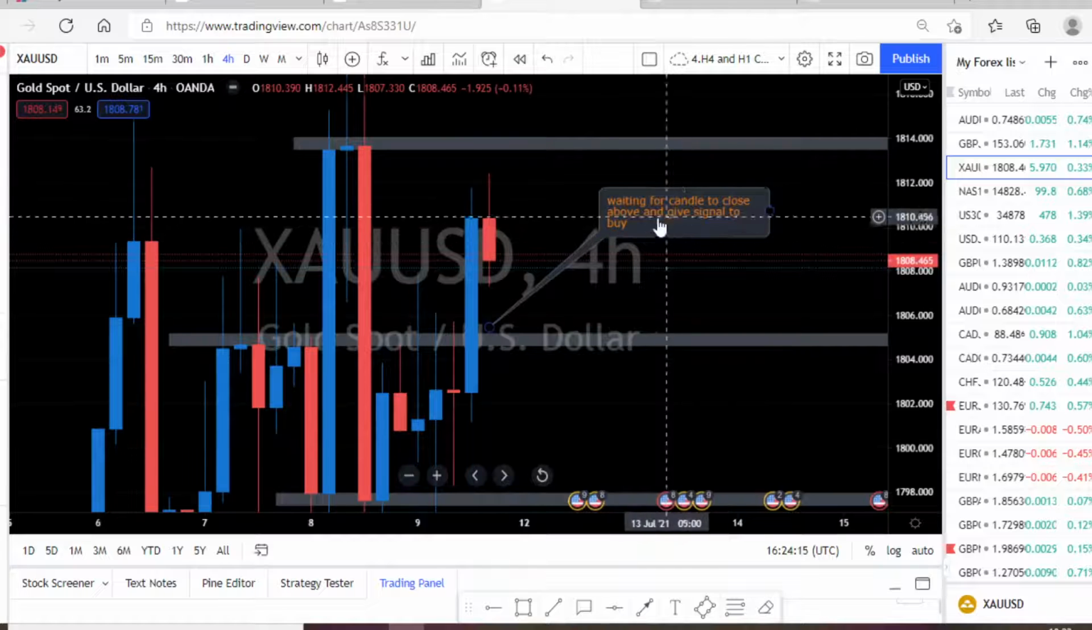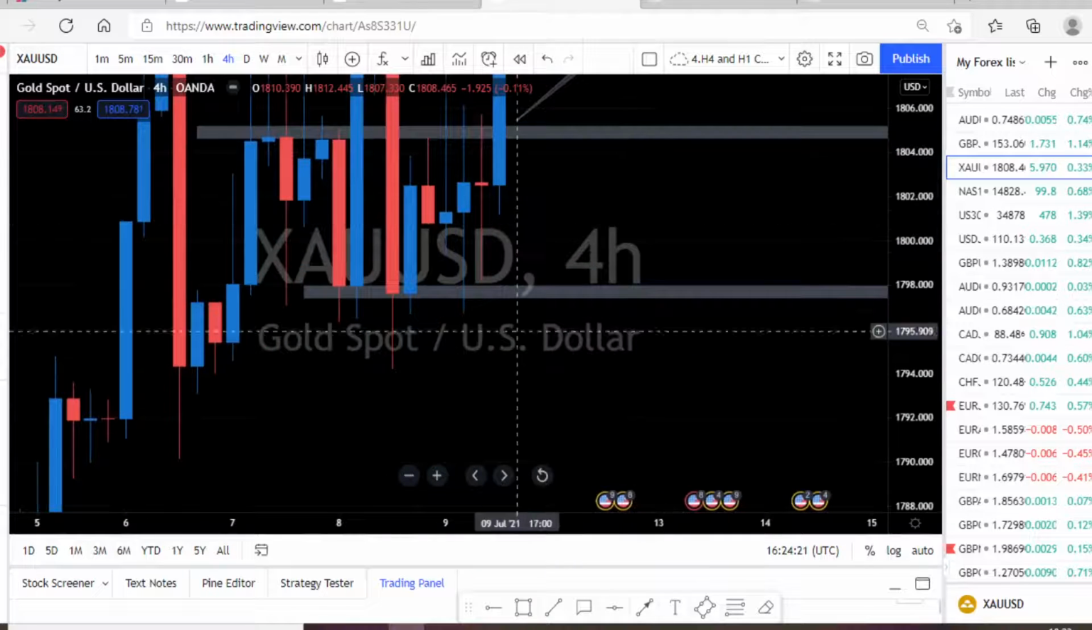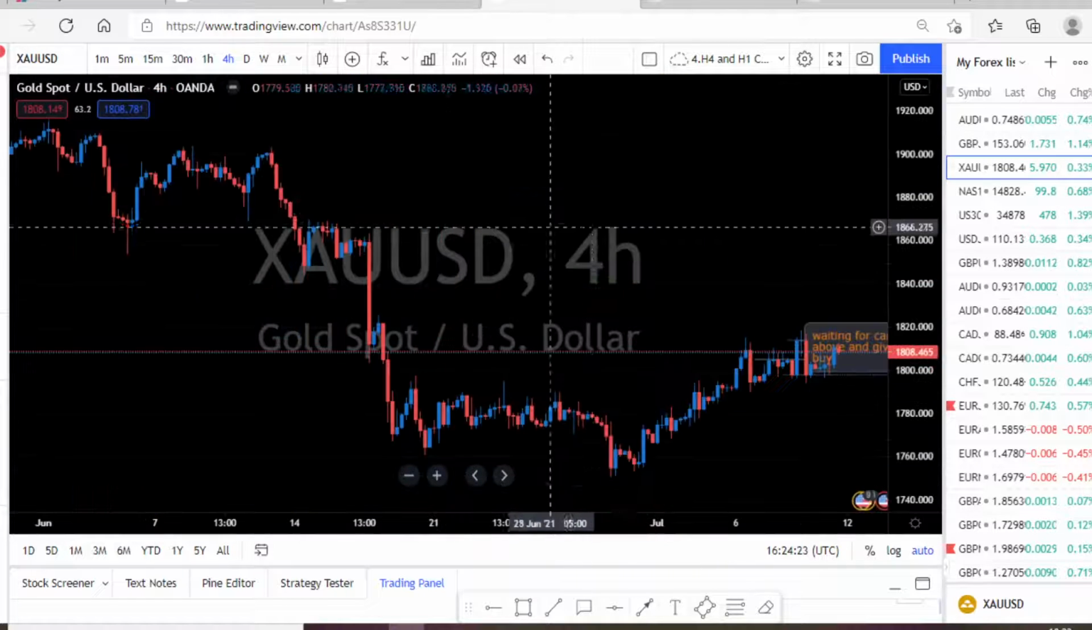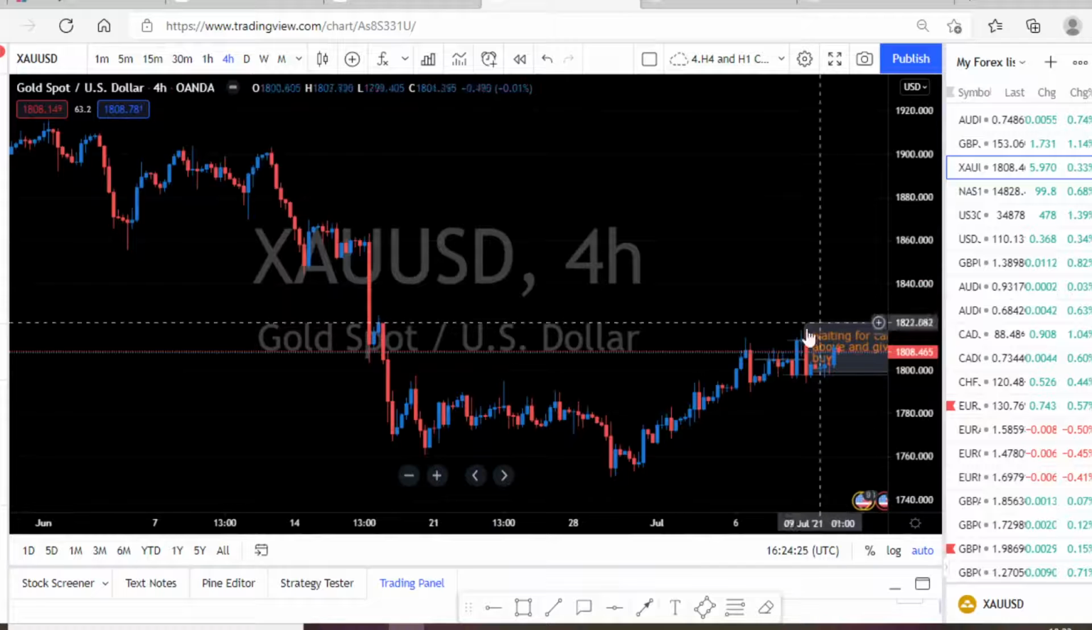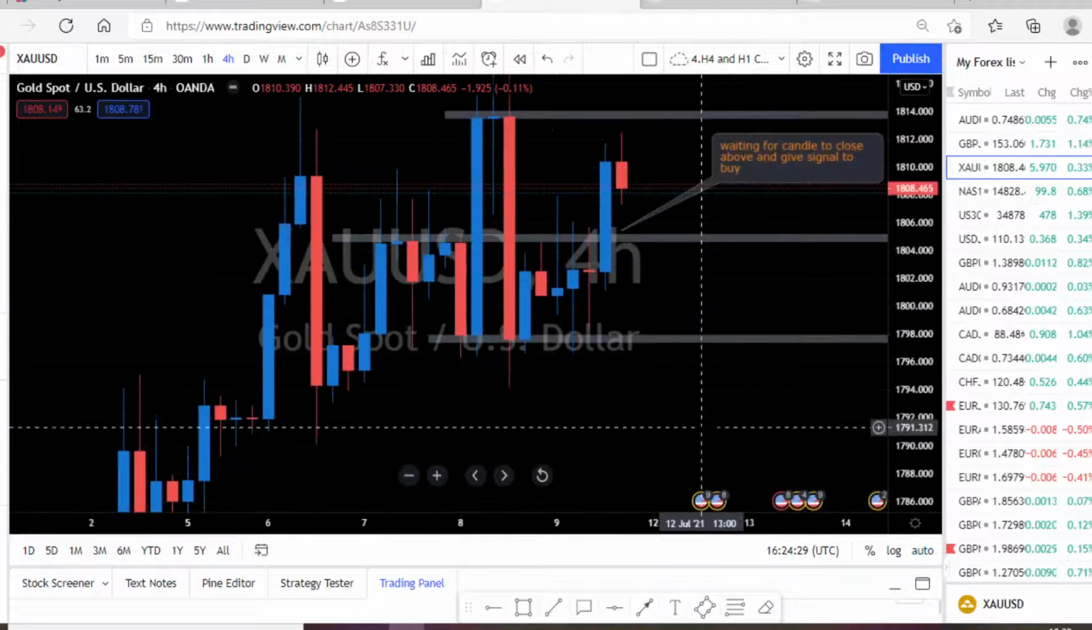Then, as you can see here, we're waiting for candles to close above and give us a signal to buy. This is what we're waiting for. Sells? No. Only buys here. Oh, what did I do here? Then based off, let's have new analysis.